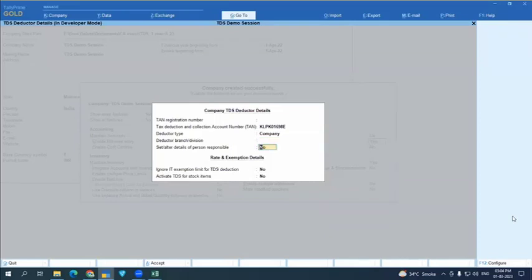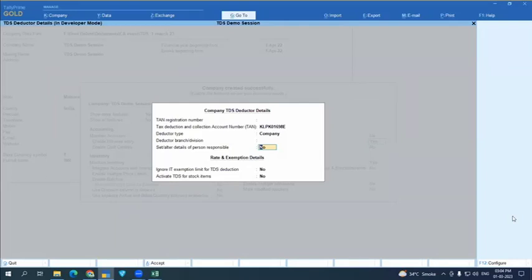Then set alter details for person responsible. What is this? TDS itself is like an income tax, but it is deducted from a deductee's bills, on which services are listed by the government itself, which is available on the portal. But the person who is going to deduct TDS may not be an owner, a proprietor or a director.